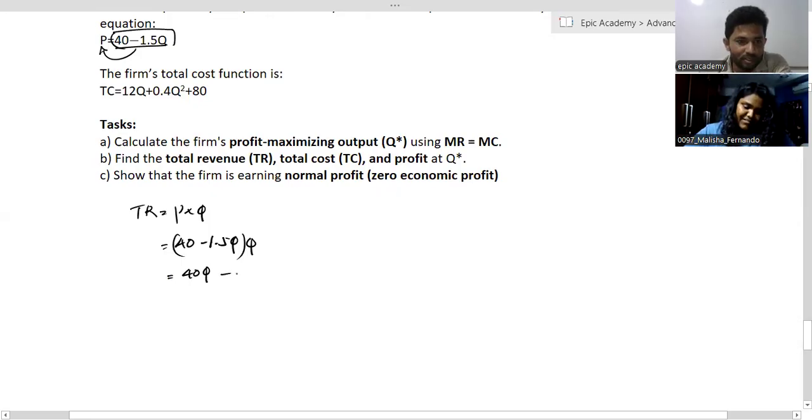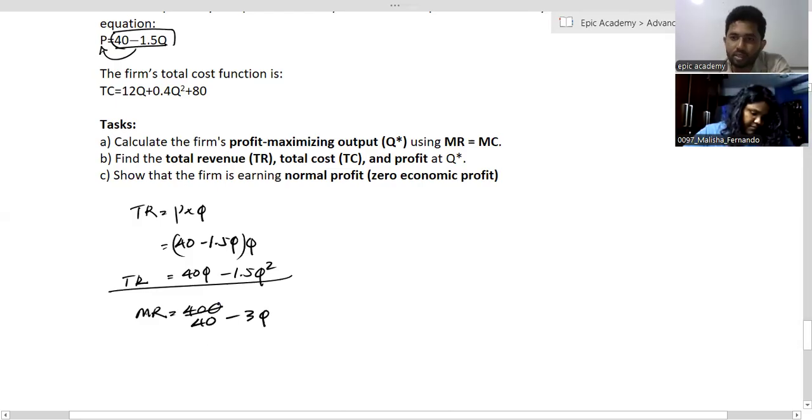40Q minus 1.5Q power 2. This is TR. So the derivative of this TR is MR. It becomes 40 minus 3Q, isn't it?